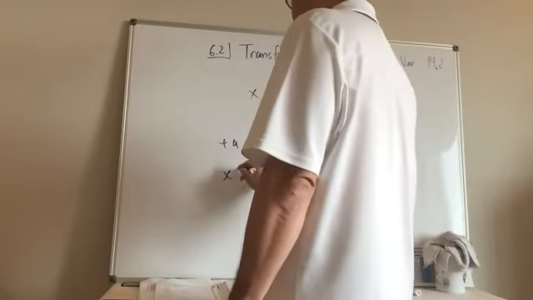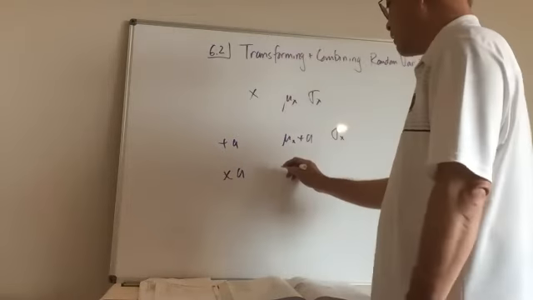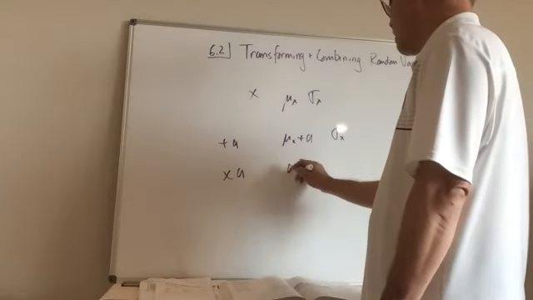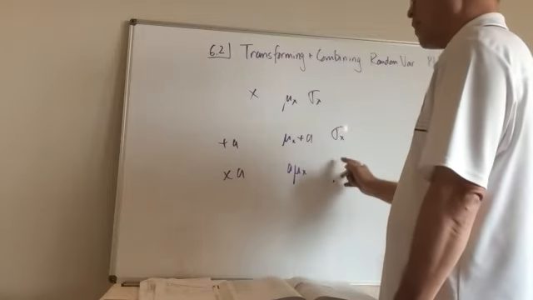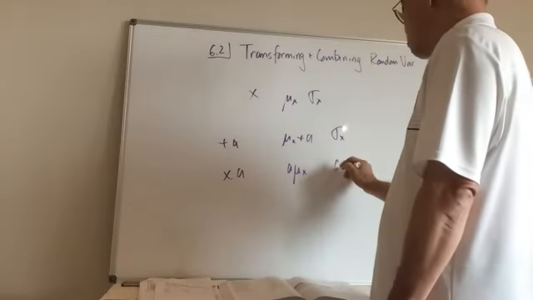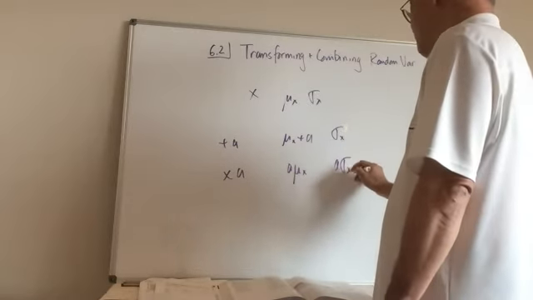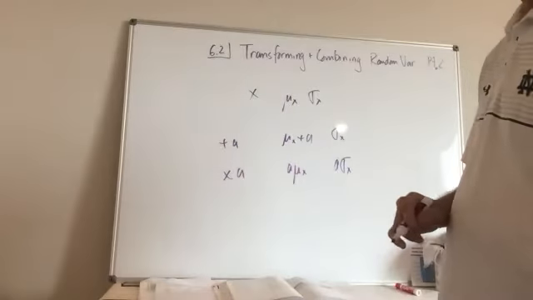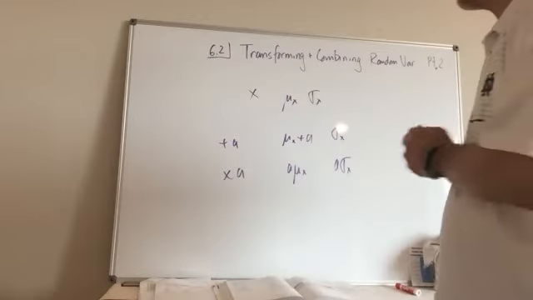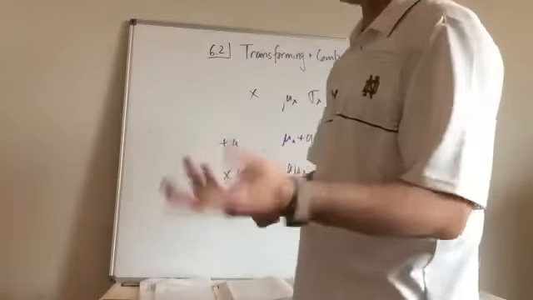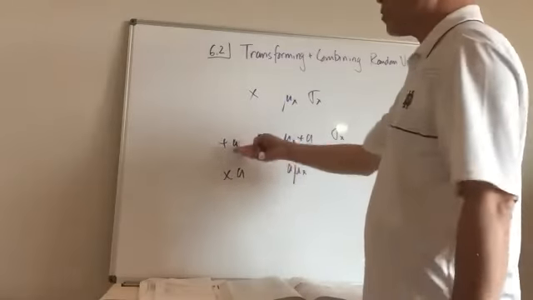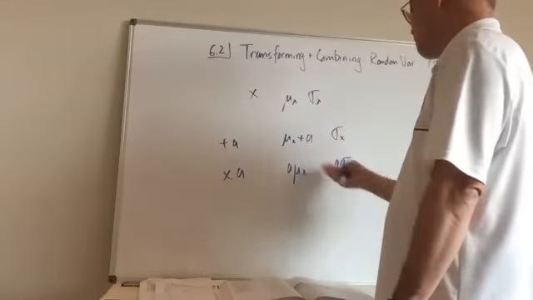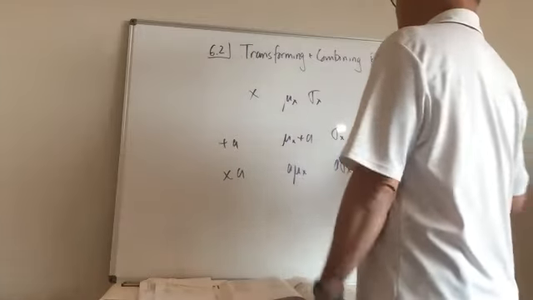If I multiply by a, I get what? I'm going to get a times mu x as the new mean. And the standard deviation does what? Also, we're going to multiply like that. So we talked about individual random variables, what happens to them when we add or multiply, for that matter, when we subtract or divide also. So this is what we talked about.